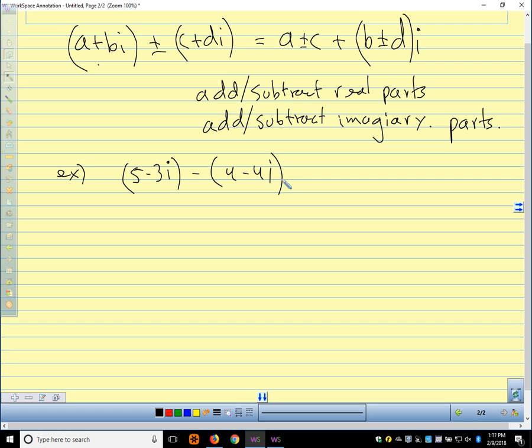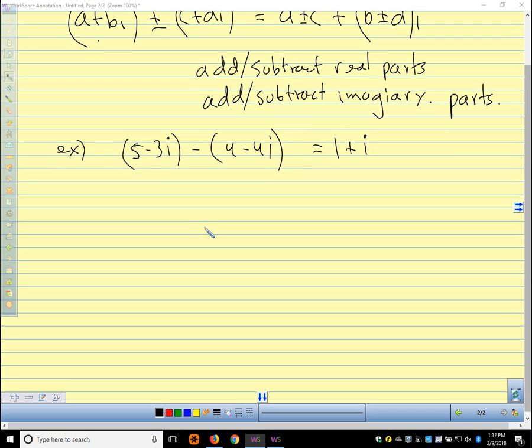No. All right, so if we wanted to subtract 5 minus 3i minus 4 minus 4i, we're going to subtract the real parts. 5 minus 4 is 1. The imaginary parts, negative 3 minus negative 4. So negative 3 plus 4 is plus 1i. Adding or subtracting complex numbers is, I think of it as combining like terms. All right, we good there?